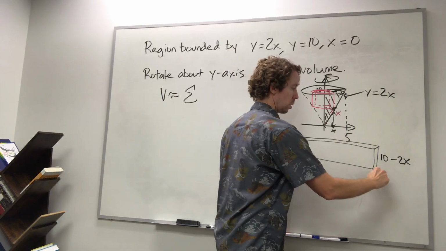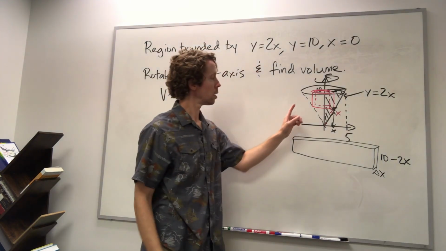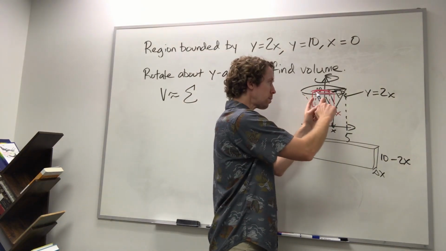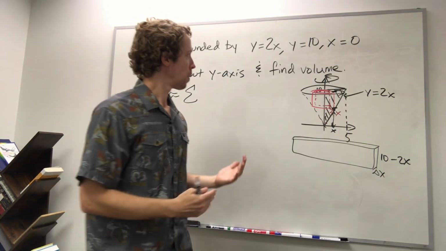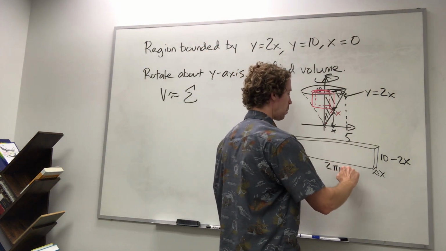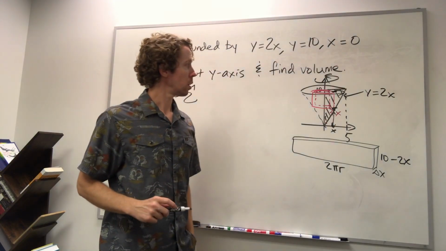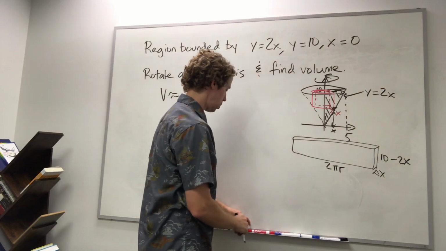All right, this little width is delta x, and then the long length is the circumference that I get after I've cut that and unfolded it. So when you unfold this thing, your circumference is pi times diameter, or 2 pi r, where that radius is your x value.